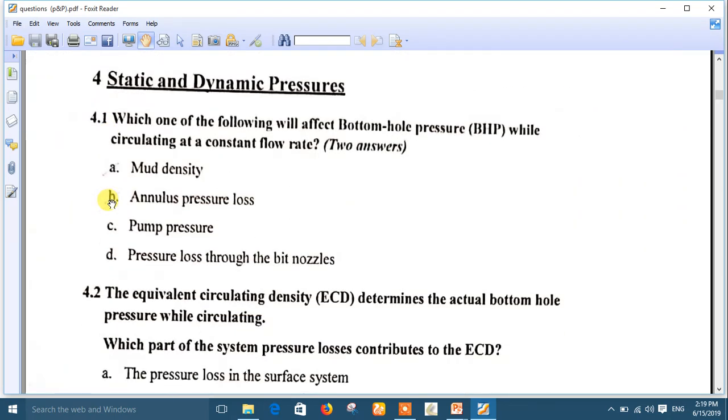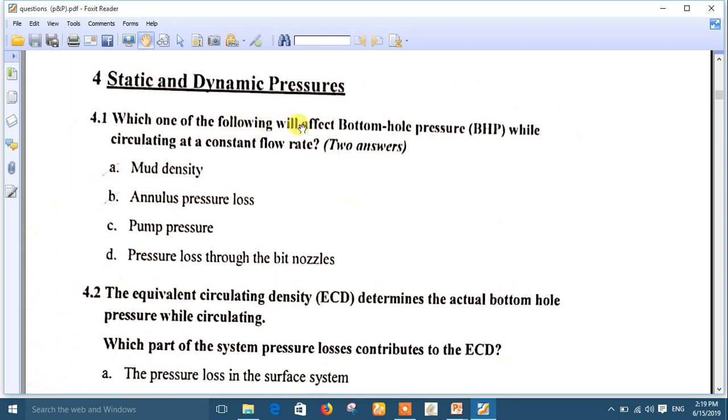Now the static and dynamic pressures. The static, which is the hydrostatic pressure, and the dynamic pressure while pumping or circulating pressure. So let's check. Which one of the following will affect bottom hole pressure while circulating at constant flow rate? By the way, tomorrow, inshallah, we will take the calculations. It will be about the volumes, the strokes, and the pressures. So it's very important to attend the lecture tomorrow and see the episode.